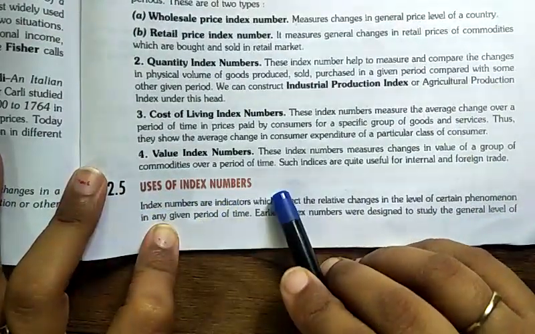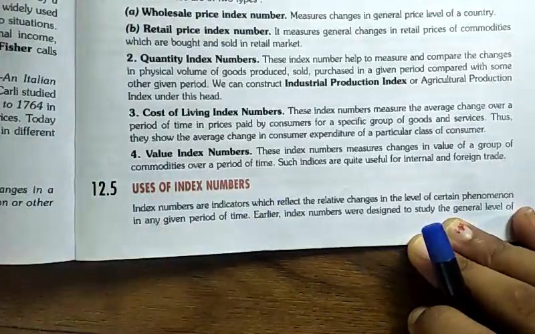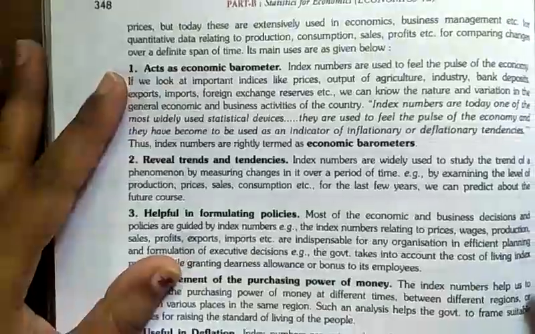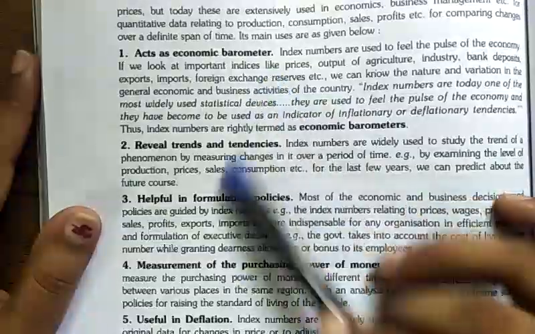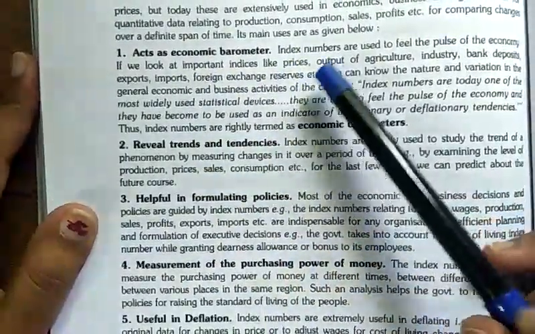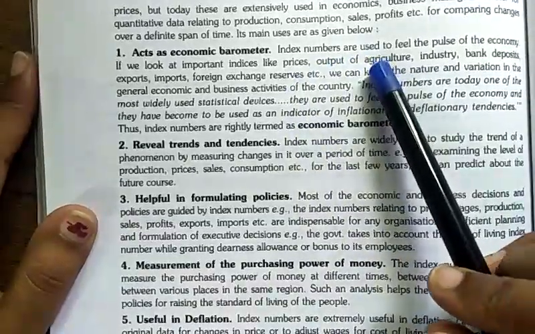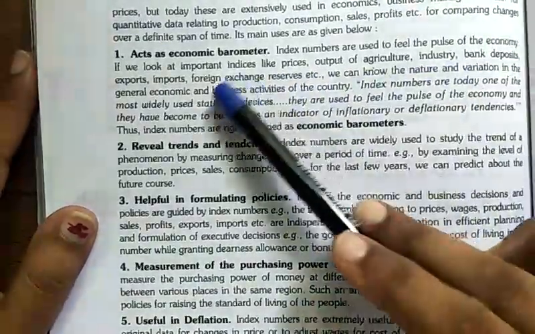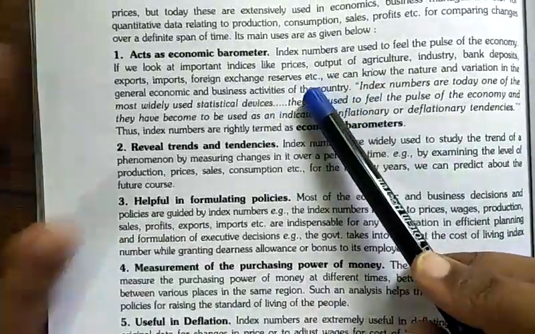Next are the uses of index numbers. Index numbers are indicators which reflect relative change in the level of a certain phenomenon in a given period of time. Earlier, index numbers were designed to check the general price level, but today they are extensively used in economics and business management, for quantitative data related to production, consumption, sales, profit, for comparing changes over a definite period of time. The uses are as follows. First, they act as an economic barometer. As I told you, Fisher gave index numbers the name of economic barometer of economic activities. Index numbers are used to check the changes in price, output of agriculture and industry, bank deposits, export, import, foreign exchange reserve. All these are variables, and index numbers are used to ascertain their changes.